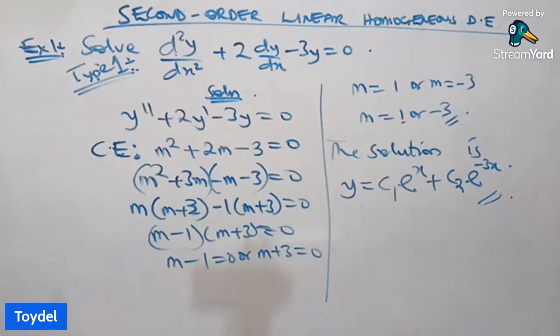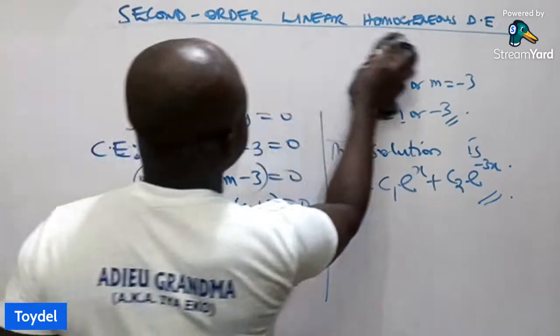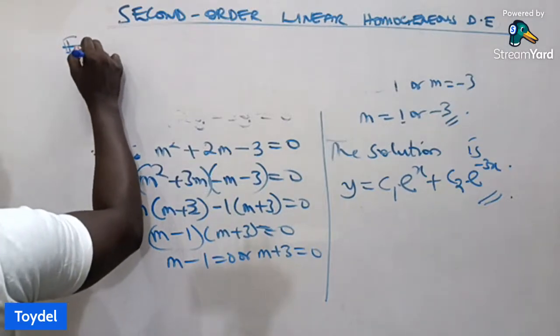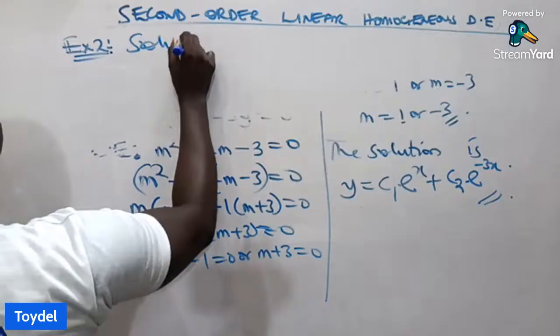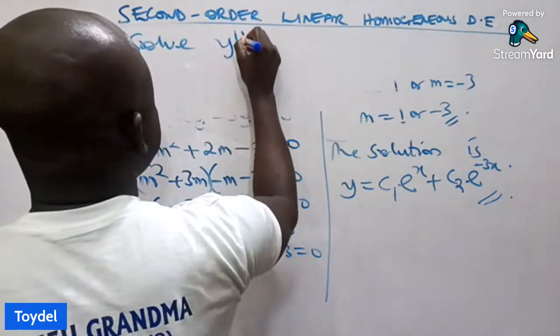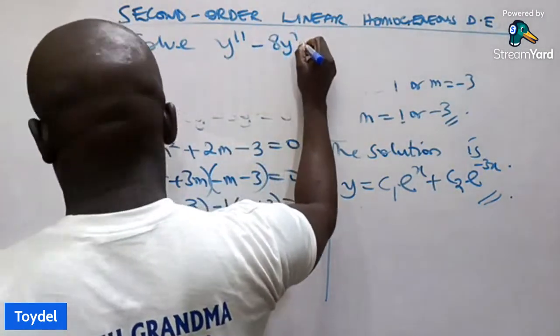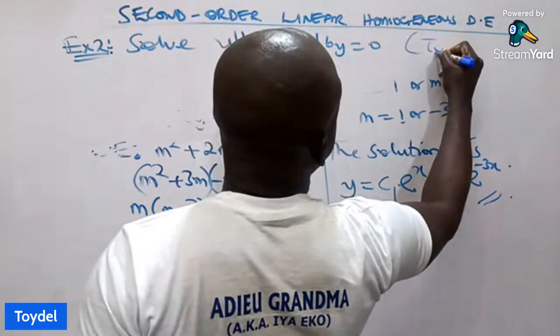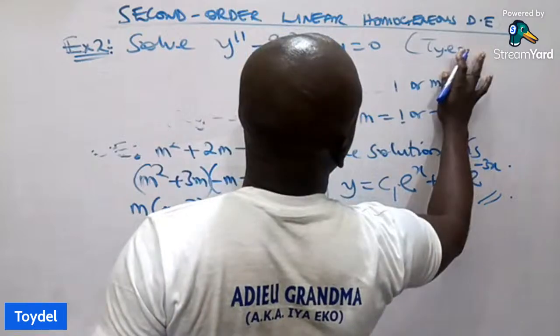We go ahead and take another example, maybe on type 2. We say example 2. The question says solve y prime prime minus 8y prime plus 16y equal to 0. Well, this is example under type 2.